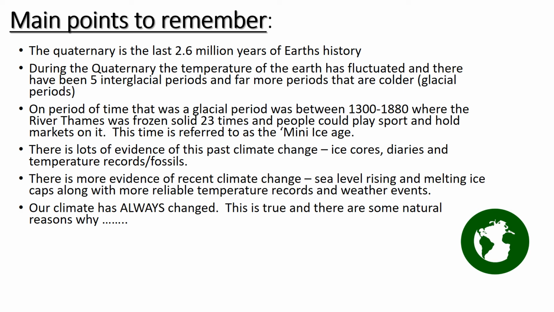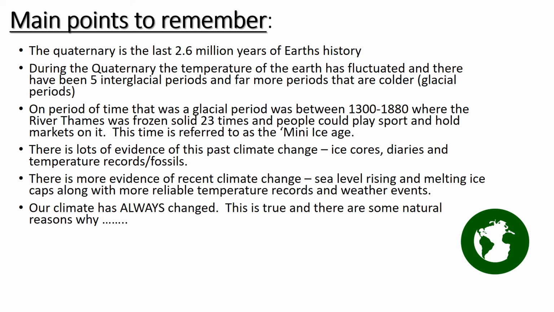One period of time that was a glacial period was between 1300 and 1880, so back in medieval times up to Victorian times. There's lots of evidence of the River Thames in London being frozen solid, and there were 23 times during those centuries that people could play sport and hold markets on it, which is really unheard of. The River Thames does not freeze anymore. It hasn't frozen since 1880, and this time is referred to as the mini ice age, when Britain was much colder than it is today.